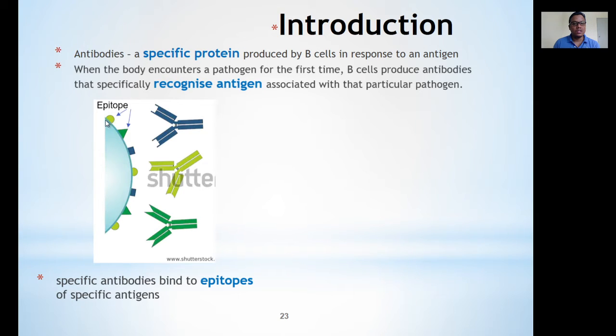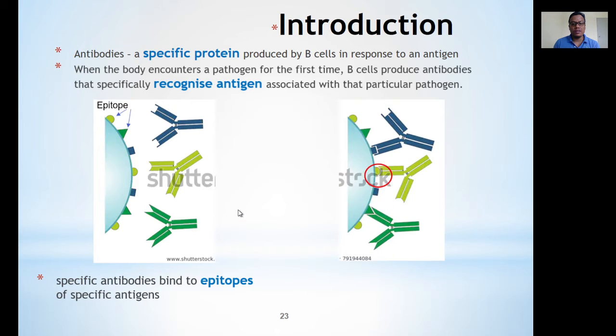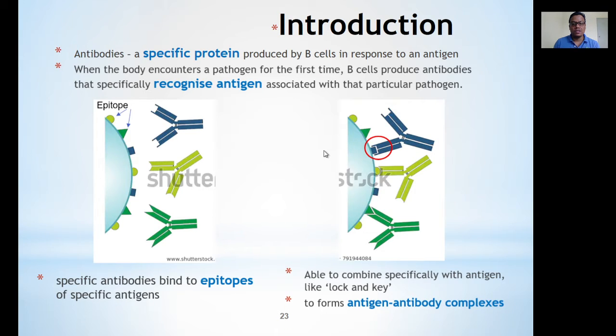Epitopes are like the structure on the main antigen. So antibody works by forming a lock and key mechanism, where they are able to combine specifically with the epitope on that antigen, which then eventually forms the antigen-antibody complex.